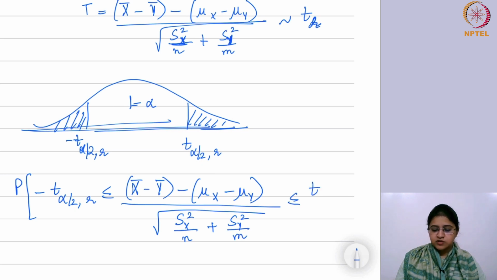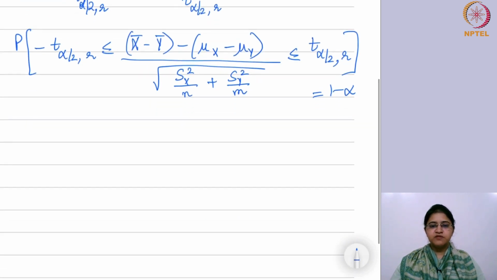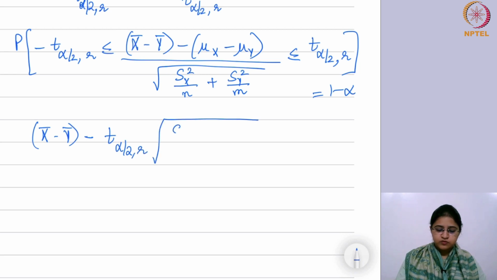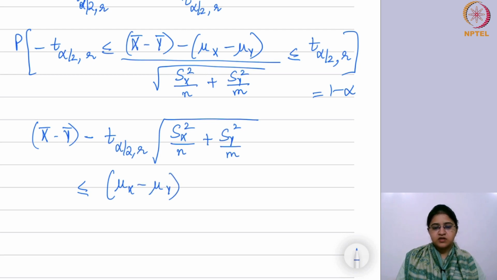This is less than or equal to t alpha by 2 at r, and this would be 1 minus alpha. So if you simplify this further, what will you get? You will get that x bar minus y bar minus t alpha by 2 at r times the square root of sx square over n plus sy square over m is less than or equal to mu 1 minus mu y, which is what we want the interval for, and here again it would be x bar minus y bar plus the same quantity.